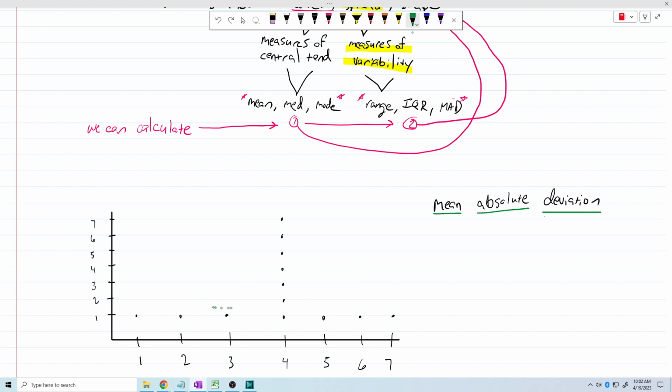Deviation is essentially a word that says anything that deviates from the norm, or in our case, the norm is the center. So anything that deviates, any data points that are not the center, as we're saying, is 4. So anything that's not 4. So for example, 5, 6, 7, 3, 2, and 1. These are not 4. These are not the center, and therefore, these are deviations.